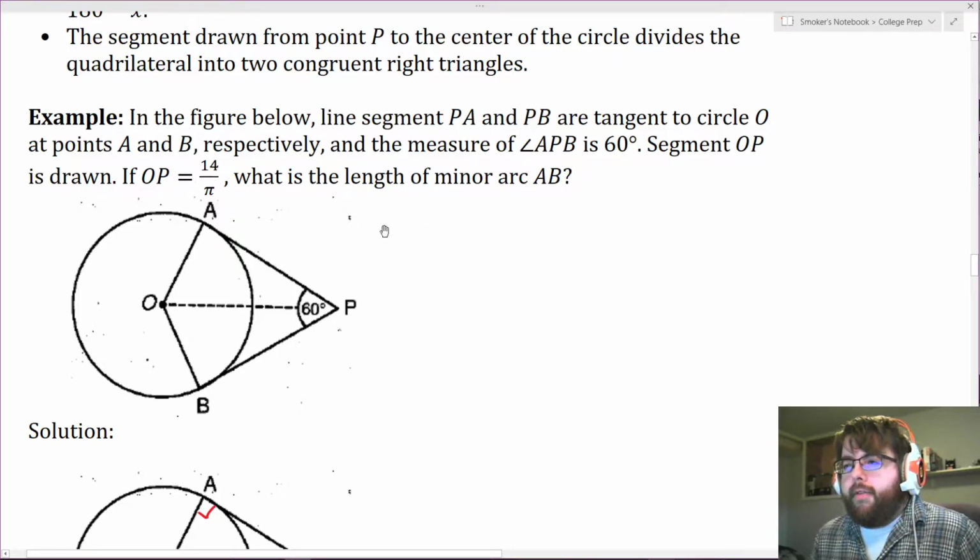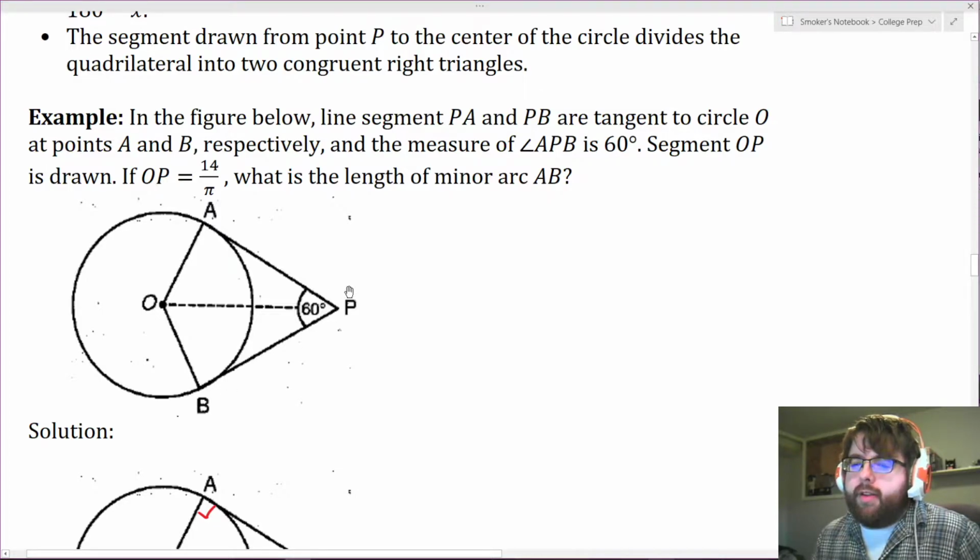And the measure of angle APB is 60 degrees, so this entire measure here. Segment OP is drawn, okay? You see that dotted segment? If OP is 14 over pi, this length here is 14 over pi, what is the length of minor arc AB? They want to know the length of this here. Woo! How do we find that from all this information?